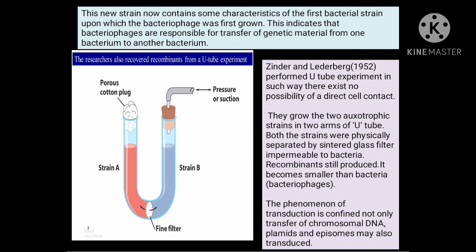In 1952, Zinder and Lederberg performed a U-tube experiment in such a way that there was no possibility of direct cell contact. They grew two auxotrophic strains in the two arms of the U-tube. Both strains were physically separated by a sintered glass filter impermeable to bacteria. Recombinants were still produced, because bacteriophages are smaller than bacteria. Transduction is confined not only to transfer of chromosomal DNA; plasmids and episomes may also be transduced.